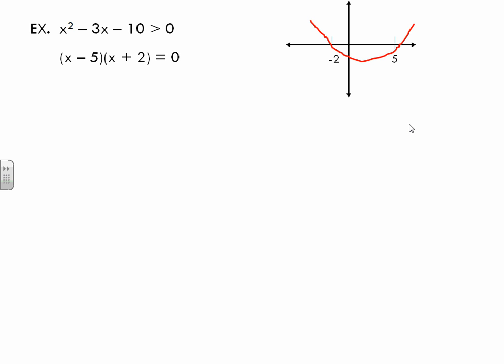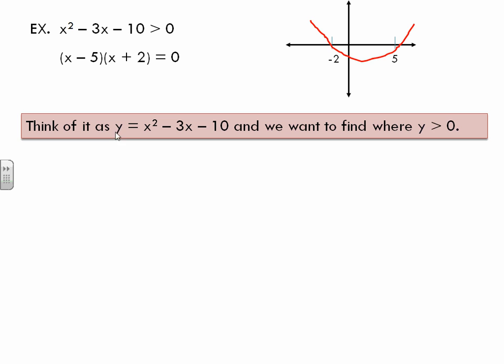Okay, so what we're going to do to analyze this and to solve our inequality, I want you to think of it as y is equal to x squared minus 3x minus 10. And so think that this is the graph of y equals that whole thing. And we want to find where y is positive. Y is greater than 0. Because remember this right here, we can substitute in for y.